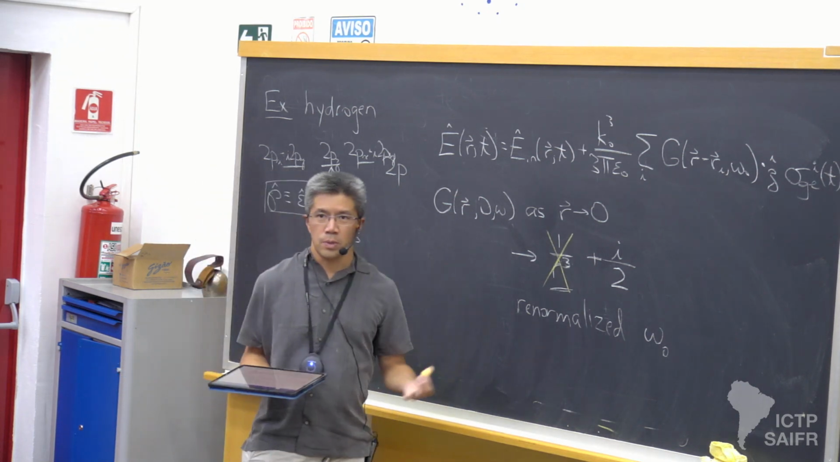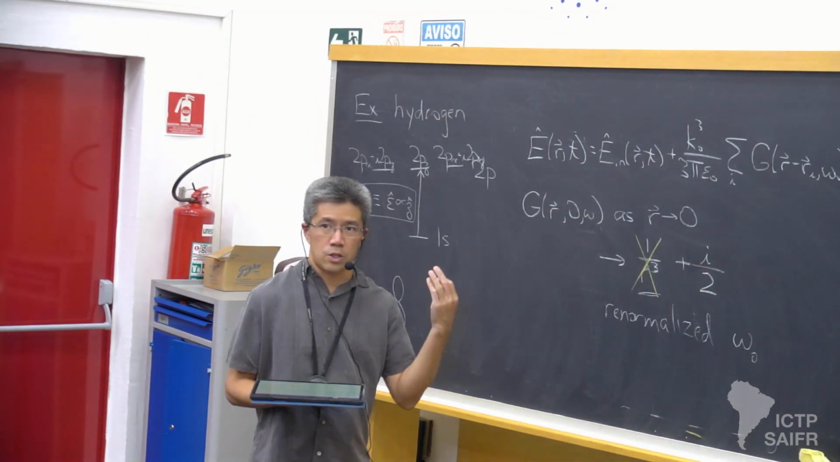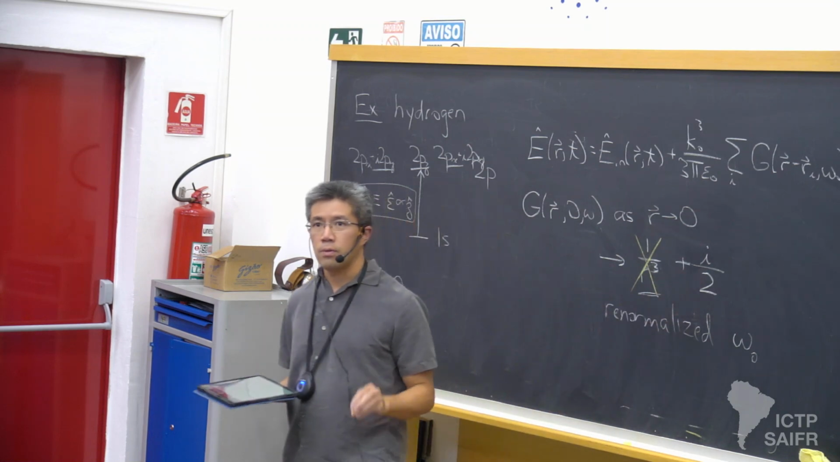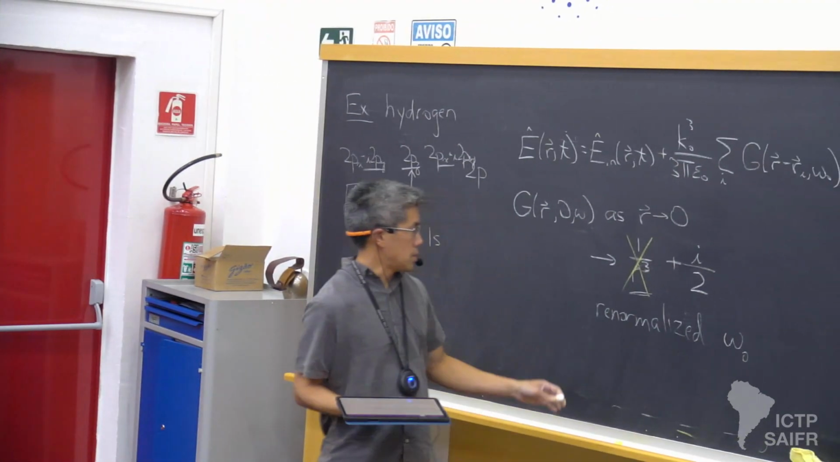So then, when you put it into a computer, you don't put in any kind of infinities. You just take that term out by hand. But this imaginary part, the fact that you get 1/2, that you do keep. And the reason you keep that is quite simple.